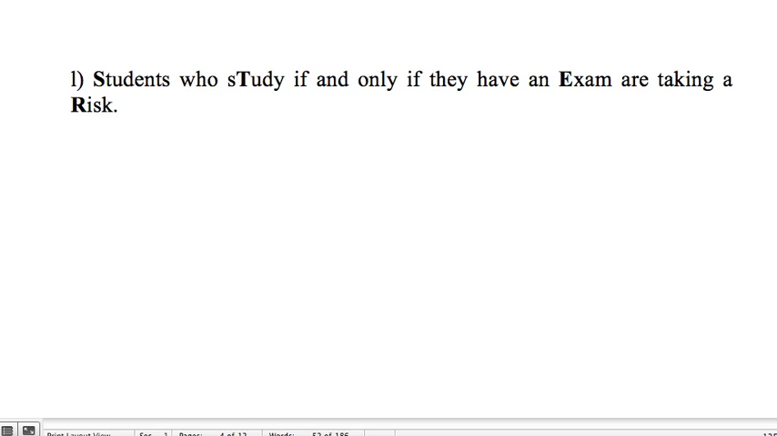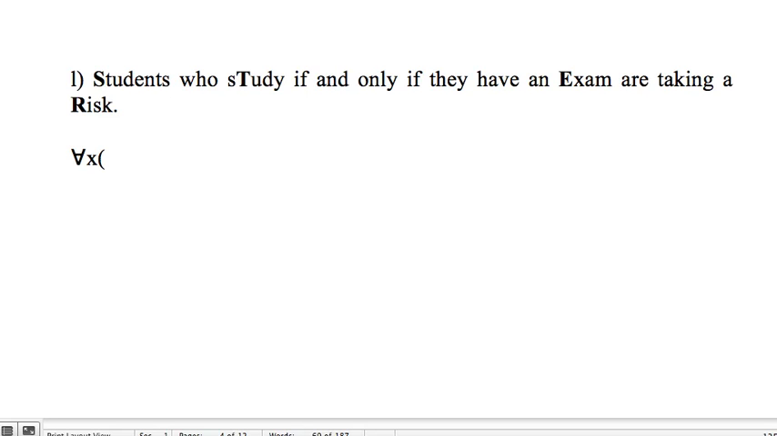Students who study if and only if they have an exam are taking a risk. Give that a try. What kind of sentence? Well, we don't have a quantifier word in the English, but it seems pretty clearly to be intended as a universal. It's not just saying some students who study if and only if they have an exam are taking a risk. It's saying in general, students who study if and only if they have an exam are taking a risk. So it's best treated as a universal.